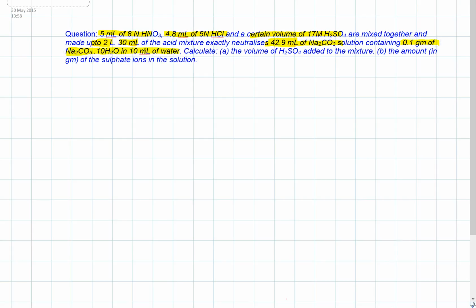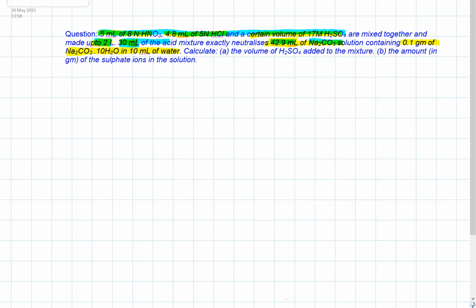From this strength you can find out the normality of Na2CO3. Once you know the normality of Na2CO3, you know the number of equivalents of Na2CO3, and that will be the number of equivalents of acids in 30 ml. From there you can scale it to find the number of equivalents in 2 liters of acid mixture, and the number of equivalents there will be equal to the number of equivalents of the acids that you have mixed. Fair enough, that's the flow that we have to follow.